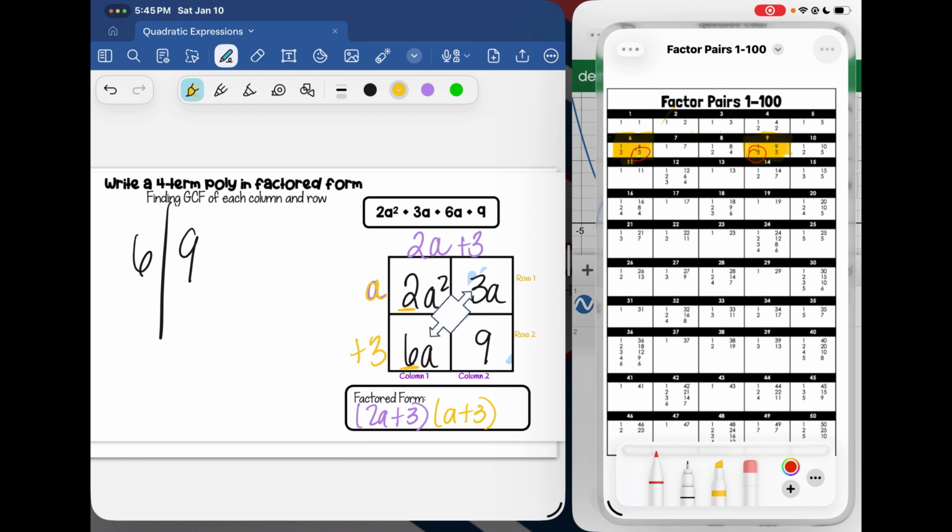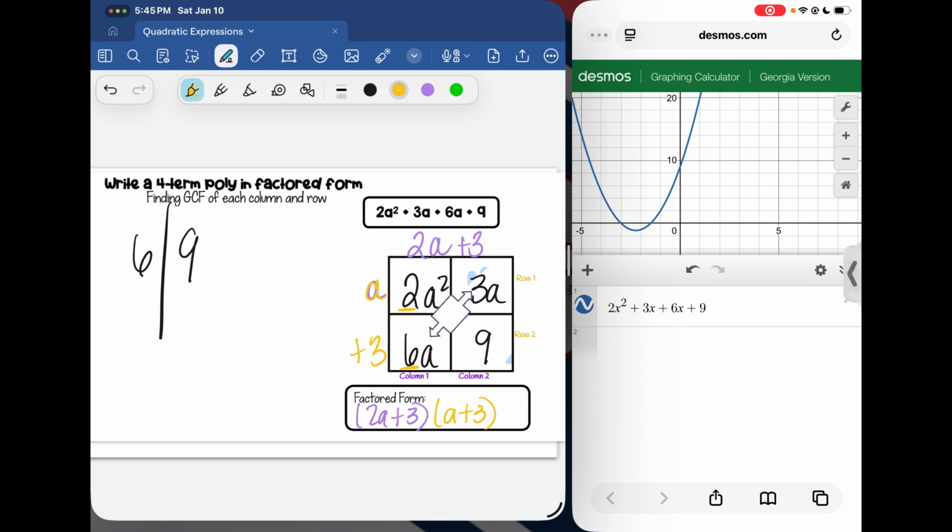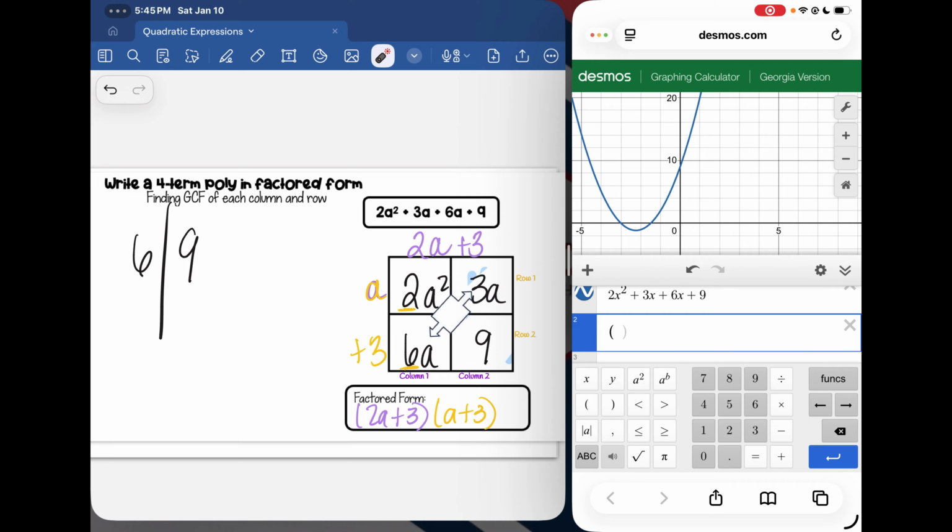Two ways we can check ourselves. Desmos, and then we can multiply. 1a times 2a gives me 2a squared. 3 times a gives me 3a. 3 times 2a gives me 6a. And 3 times 3 gives me 9. And so just to double check, we'll just type it in Desmos and see if the graphs match. And they do, so we did it right.